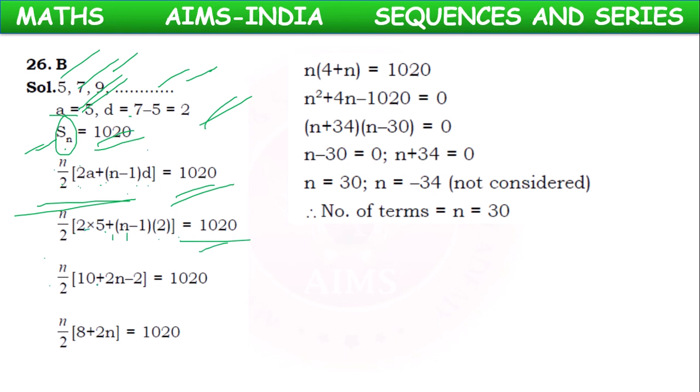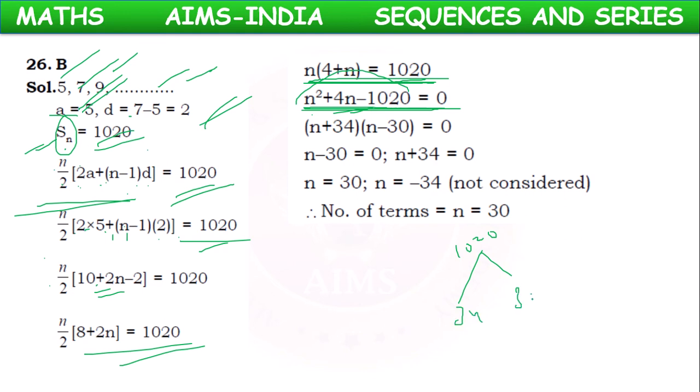So n by 2 into, after simplification, what will we get? n into (4n plus 1)... or n square plus 4n minus 1020 equal to 0. If you multiply a and c, the product is 1020. To be split into two terms whose sum is equal to the middle term, we can take 34 and 30.